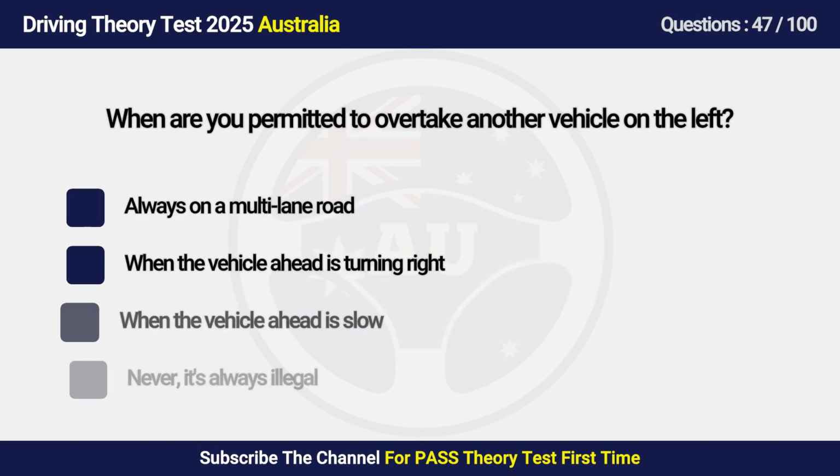Question 47. When are you permitted to overtake another vehicle on the left? A. Always on a multi-lane road. B. When the vehicle ahead is turning right. C. When the vehicle ahead is slow. D. Never, it's always illegal.